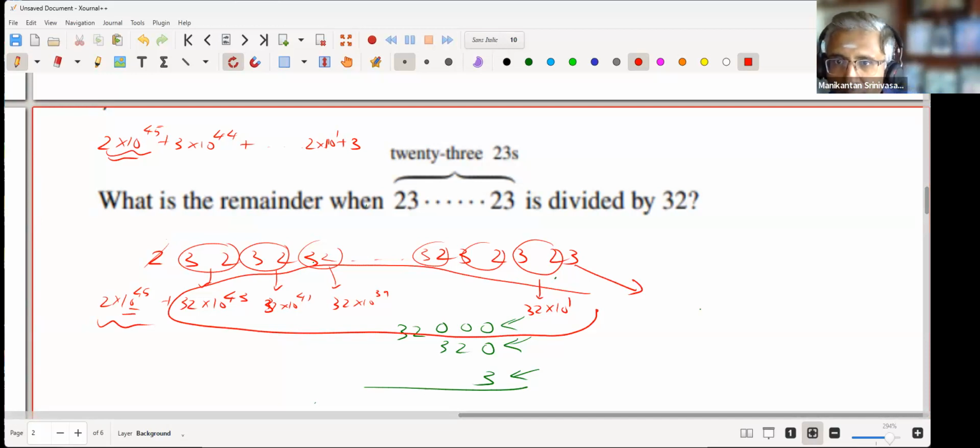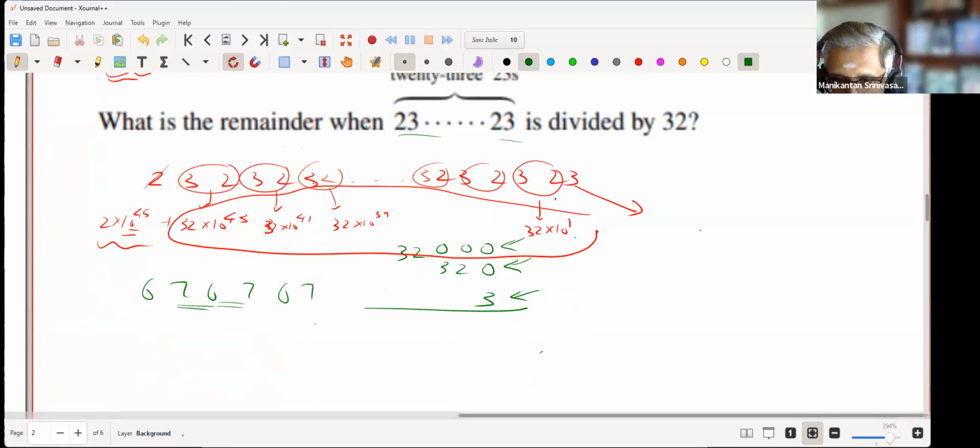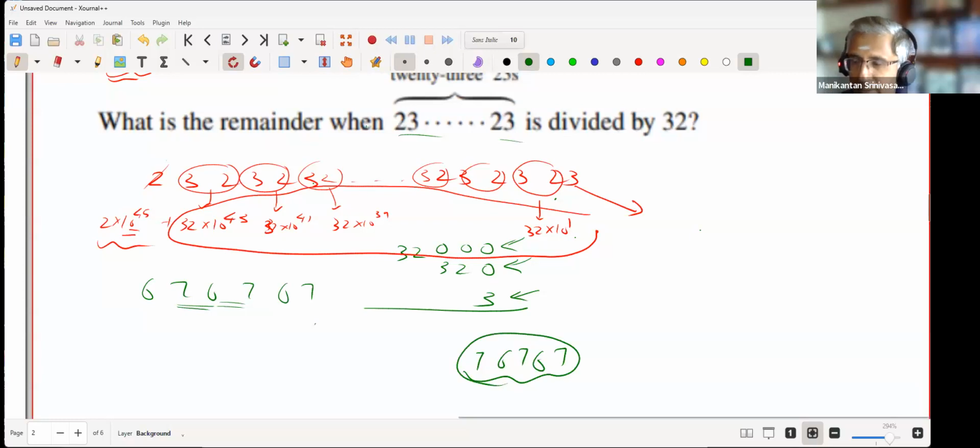But the only problem is, instead of 2 3 2 3 2 3, had the problem been 6 7 6 7, then his process would not have worked, because 76 is not divisible, 67 is also not divisible by 32. Then he has to resort to what I did. He has to look at the last 5 digits, and then just divide this alone by 32 and see what the remainder is. Does this make sense to you, everyone? Sringa, does it make sense to you completely?